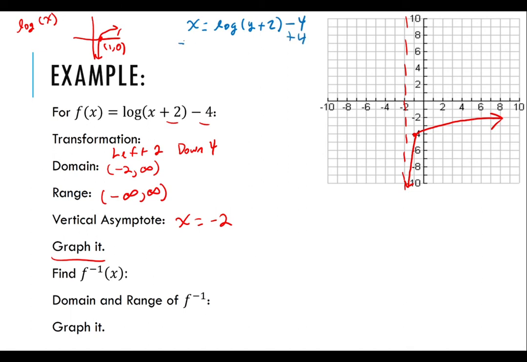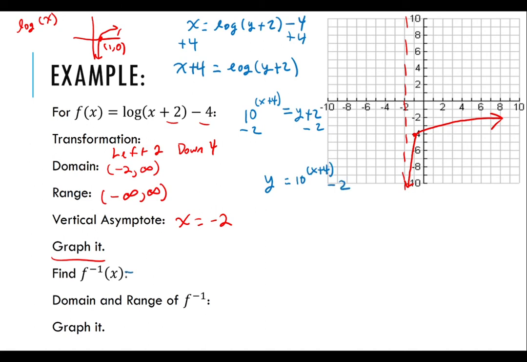So add 4: x plus 4 is equal to log base 10 of (y plus 2). Then we can use the formal definition of a logarithm, that is, 10 raised to the x plus 4 power is equal to y plus 2. Well, then we finish solving for y, minus 2 minus 2. Then I get that y is equal to 10 to the x plus 4, minus 2, and that's my inverse function, 10 raised to the x plus 4 power minus 2.